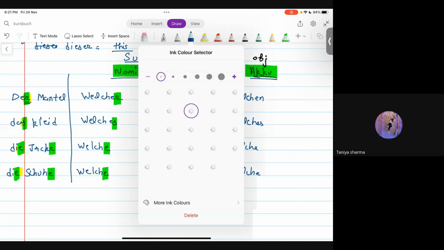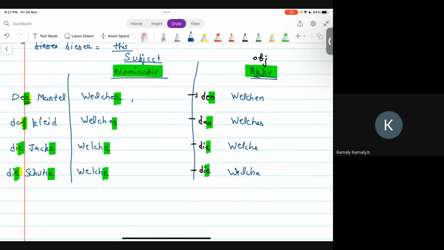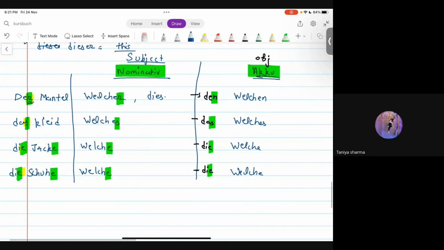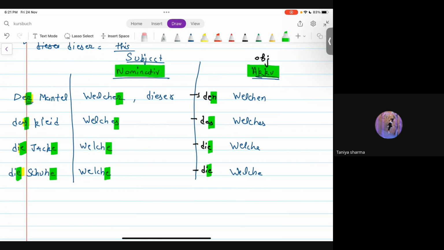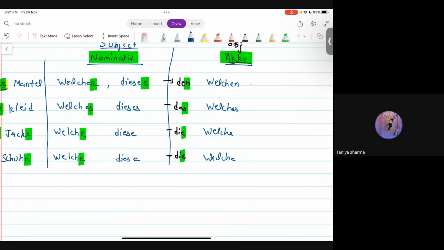Now, which? Next is dieser. Just focus only on the ending of the article. Welcher, dieser. Okay. Next one, diese. Diese, and diese. Very good. Next, diese. Okay.